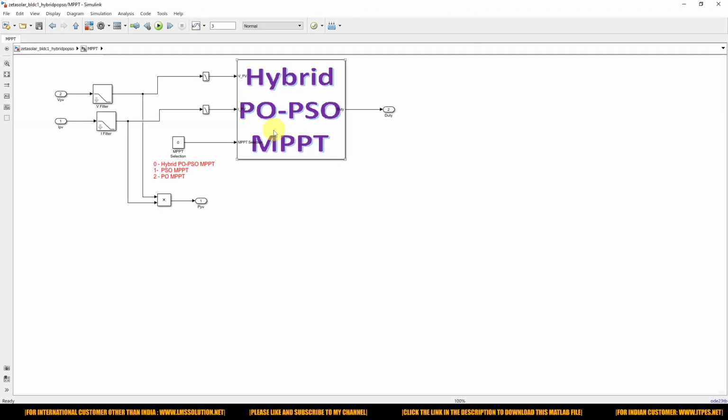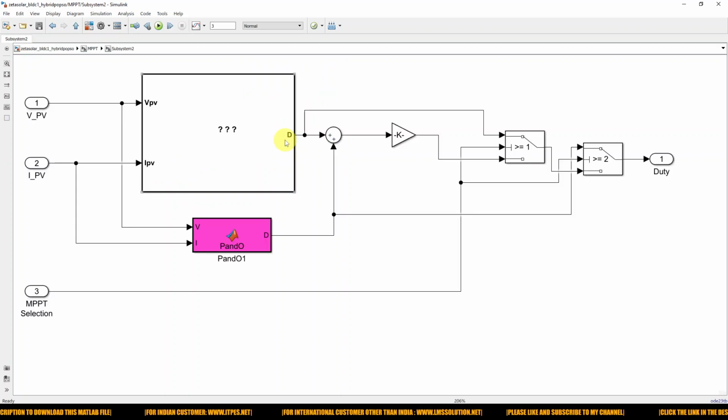So inside we have the hybrid PO PSO MPPT. And also here we have a selection switch. When you feed the data 0 here, it will operate as the hybrid PO PSO MPPT. When you put 1 here, then it will only operate in PSO MPPT mode. And then when you put 2, it is going to operate in PO MPPT. So this is the block inside, right? So this is a hybrid operation of the PO PSO MPPT.